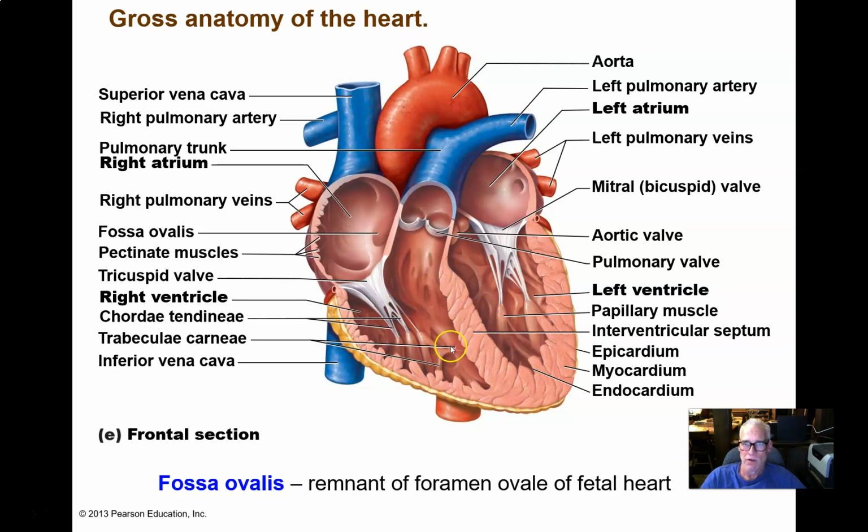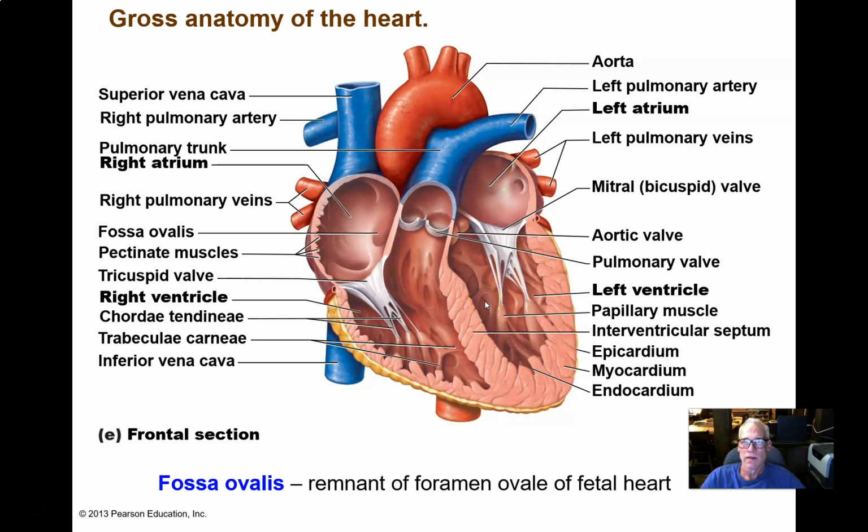There's also a lot of strange irregularities in the wall of the ventricle. Now those are called trabeculae carneae. Just a feature of the ventricles. You don't see that in the atria. That sort of rough-looking, weird structures on the walls of the ventricles.